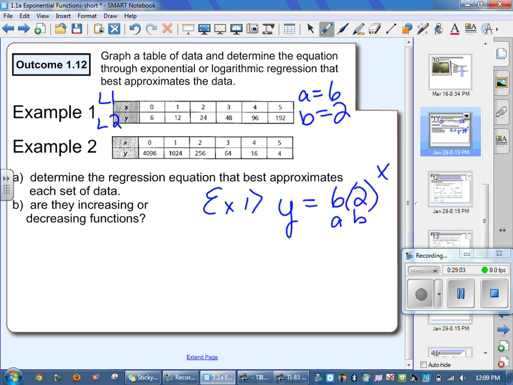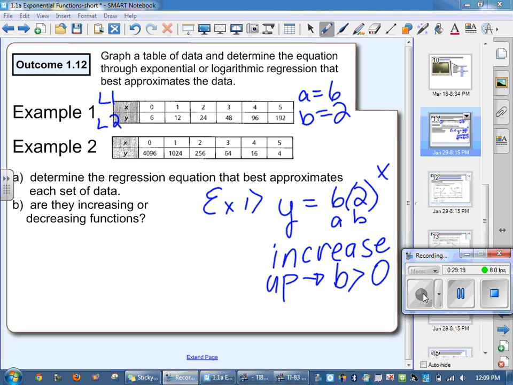How come? Because our B value is greater than 0. It is greater than 1 actually. Now that you've got example 2 in your lists, again, it was list 1 and list 2, we do a regression. We're going to get A is equal to 4096. And we're going to get B is equal to 1/4 or 0.25. We math frac that.